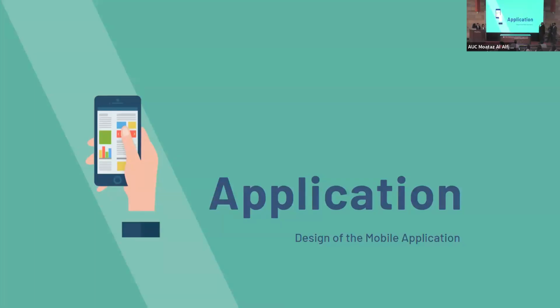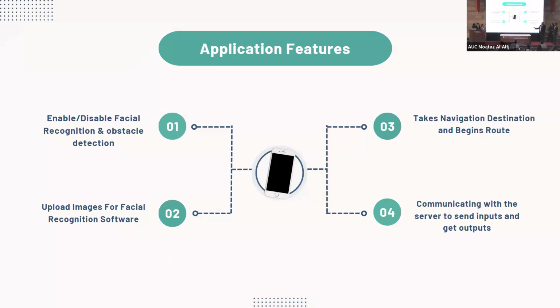So after that, our application itself has all of our features, the only thing the user can use. So we can enable or disable facial recognition and obstacle detection. For facial recognition, we want to add a new face, so I recognize someone new. So we're either gonna upload an image from my gallery, or we're gonna take a picture and send it. So both of these can be done from the app. And finally, the application itself is what communicates with the servers to send inputs and outputs.